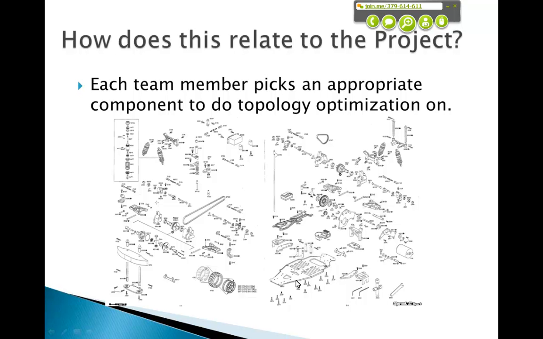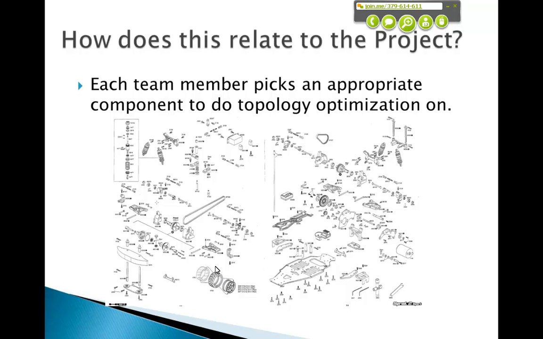asked about how maybe topology optimization of the main chassis, topology optimization of the top chassis, topology optimization of some of these brackets that support the main servo motor. So looking at these and doing topology optimization, you need to get together as a team and decide who's going to work on which part.